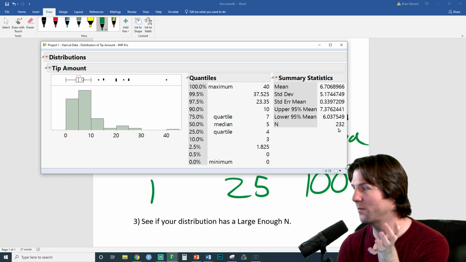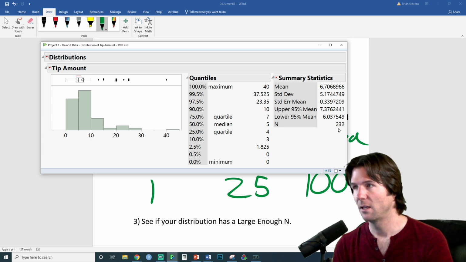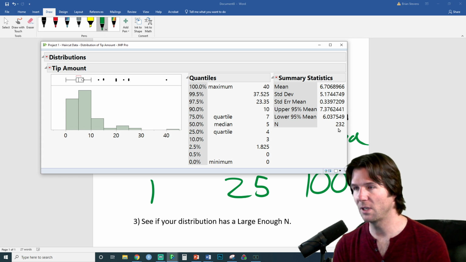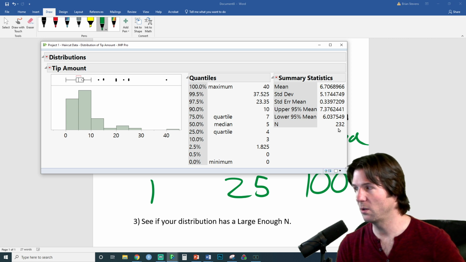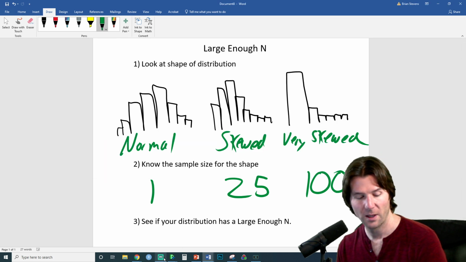What do I mean by way of? It means we're doing the nearly normal condition by doing large enough n. And a big thing I want to say is it's not like you can say 10 is good for everything. You don't need at least 10 for anything, or at least 25. It depends on the shape. The more skewed it is, the larger n needs to be. We can see right here, the larger n needs to be.